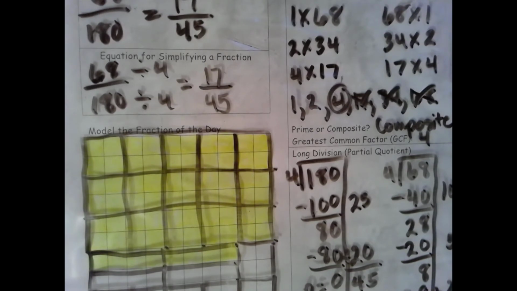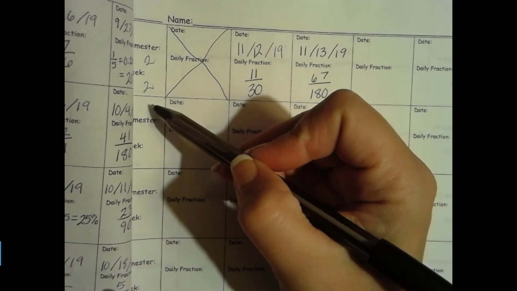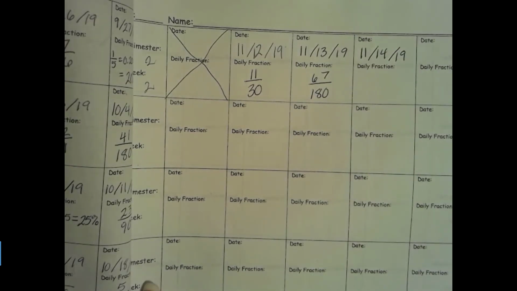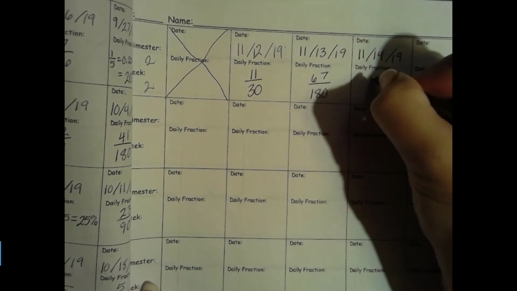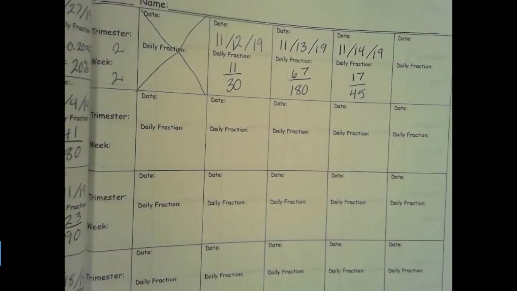So let's go ahead and fill in our data collection page. Okay, trimester 2, week 2. Today is 11, 14, 19. And our fraction for today is 17 45ths.